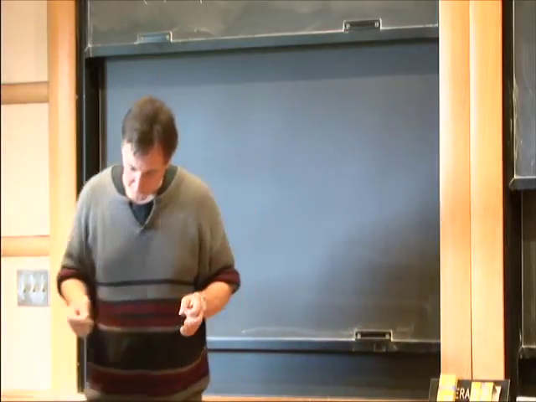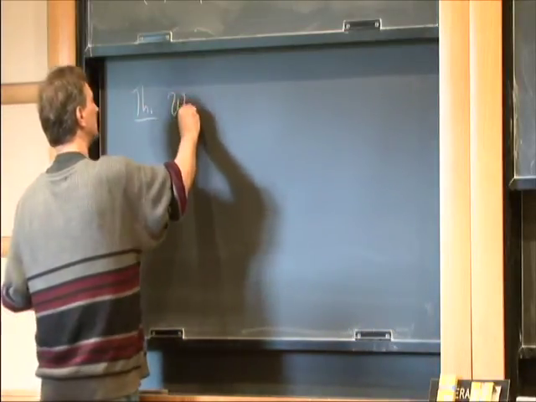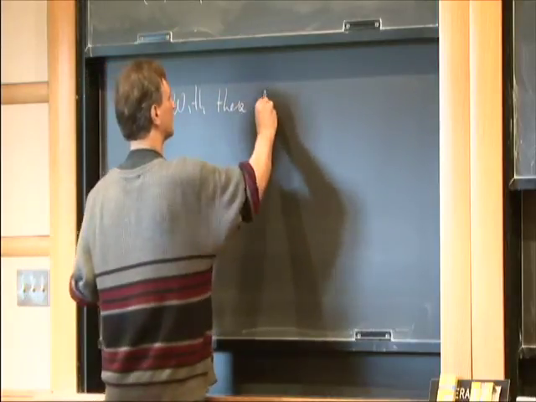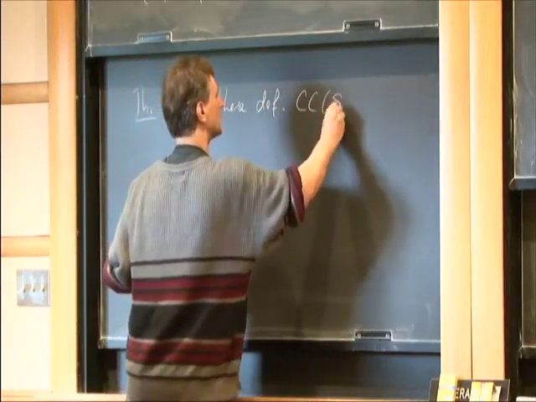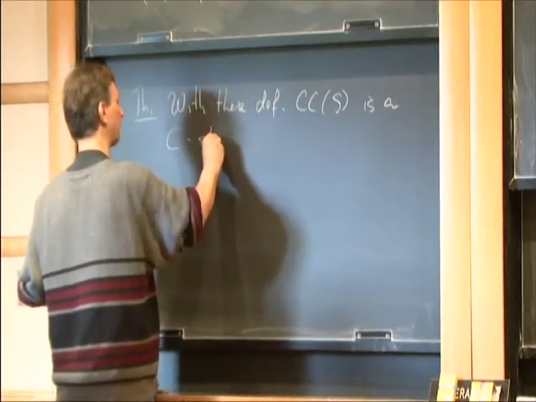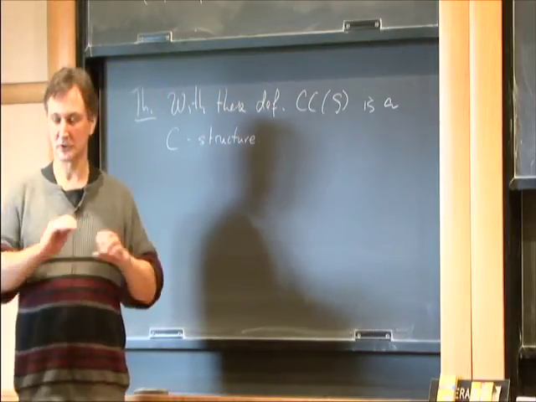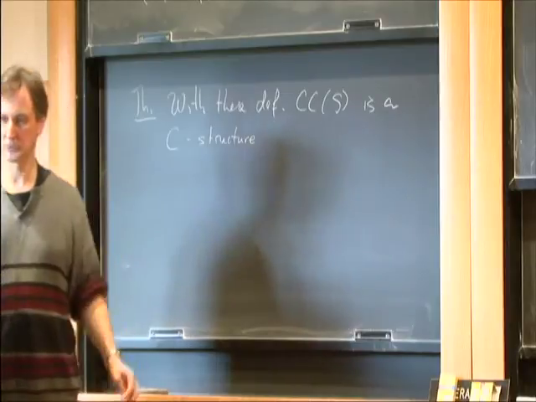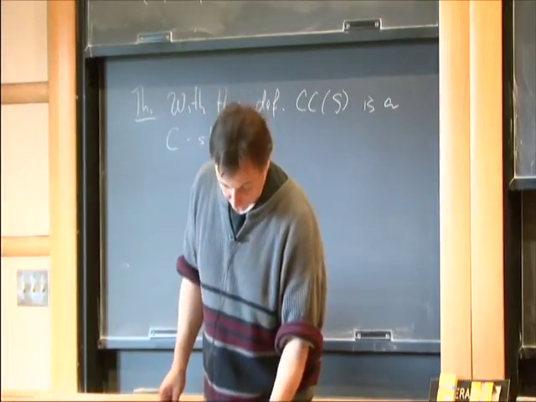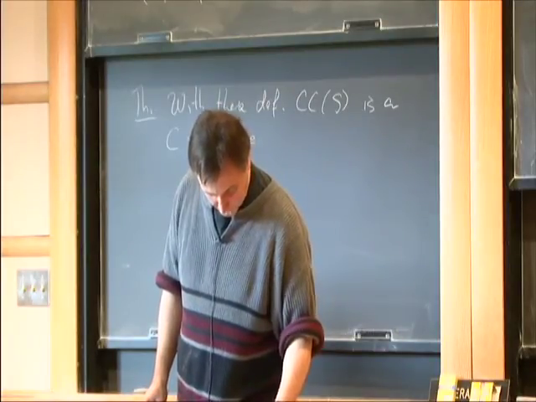Now, so theorem: with these definitions, Cc of S is a C structure. Everything commutes on the nose. It's totally legit, a totally legit C structure.